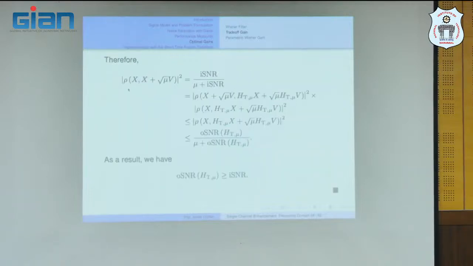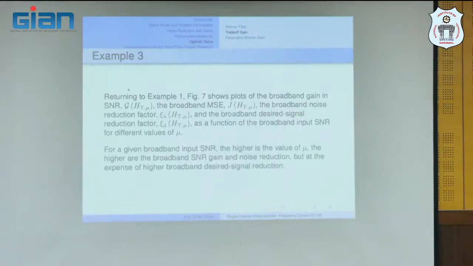Any questions on this example? And the trade-off and the Wiener. So we learned about the Wiener and the trade-off. Let's see. Yeah, question? Okay. Somebody ask a question? I hear something?